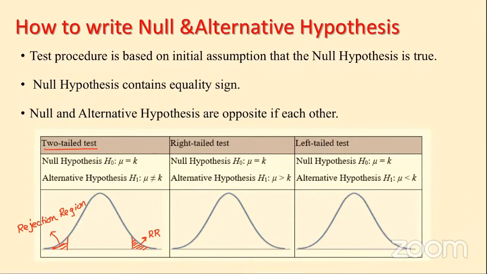Remember, if we reject the null hypothesis, we fail to reject the alternative hypothesis. So that means this region in the middle is called the acceptance region. The region in the middle is the acceptance region. Let me write it down. The region in the middle is the acceptance region.